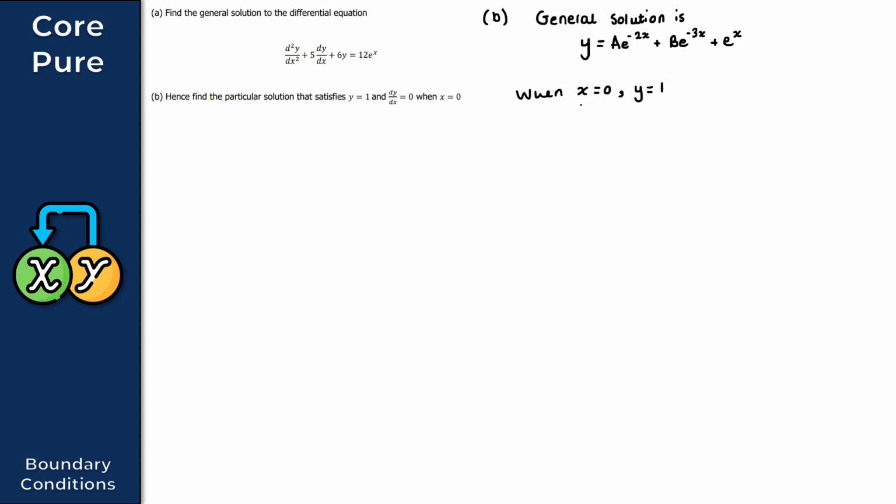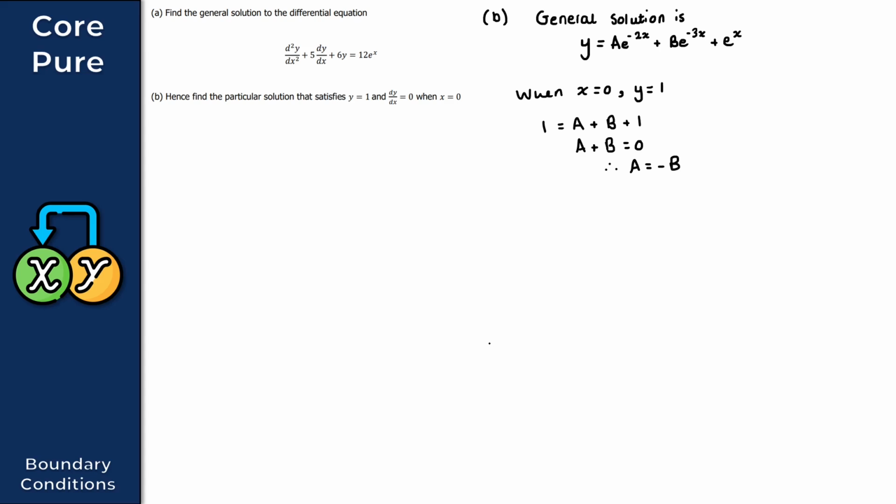So all I need to do here is substitute this value of x and this value of y into our general solution. So in that case, we get 1 is equal to a times e to the 0, so that's just a times 1, which is a. Doing the same here then for b, we get b times e to the 0, so that's just b times 1, which is just b. And then we get e to the 0, which is just 1. Okay, if we simplify this here then, we get a plus b is equal to 0. And in that case then, we can just write this here as a is equal to minus b.